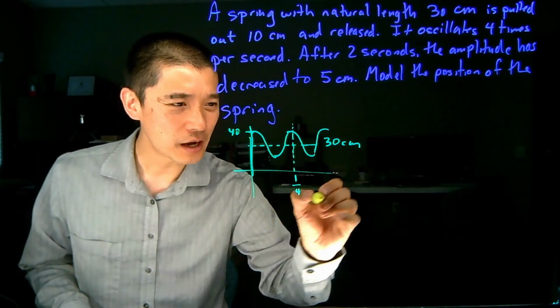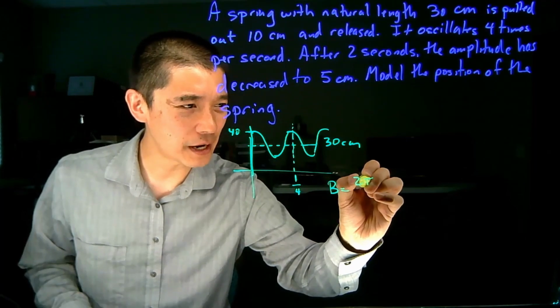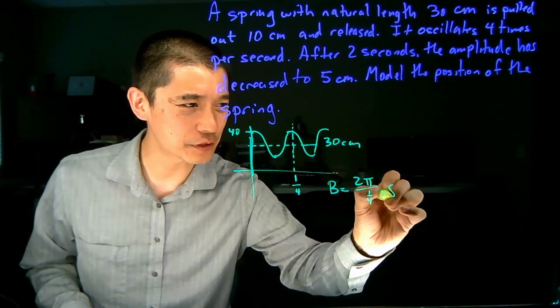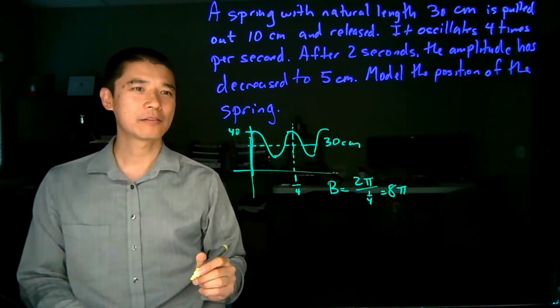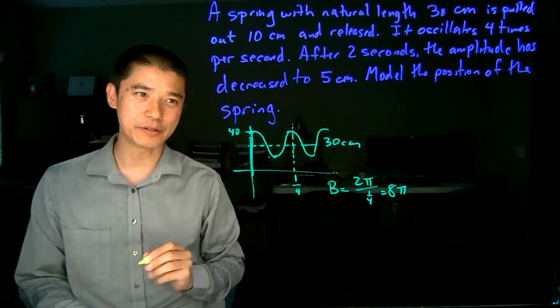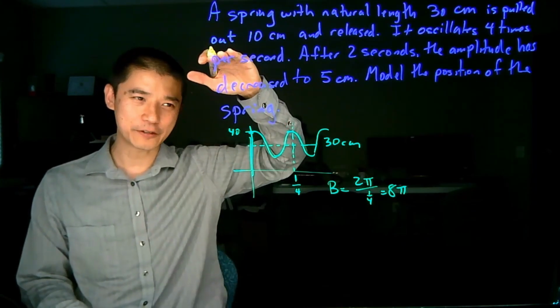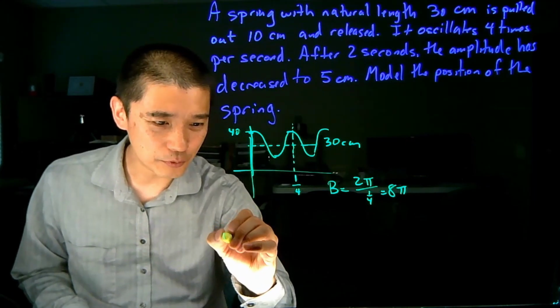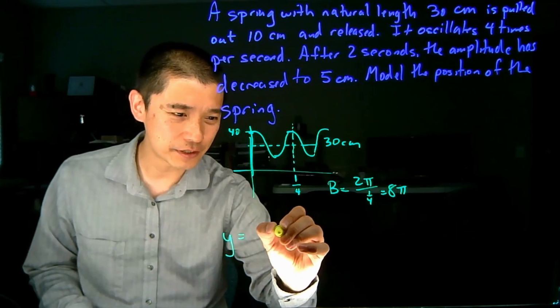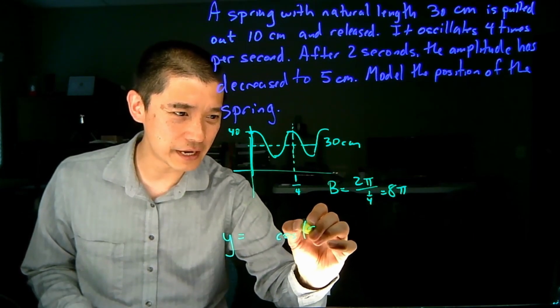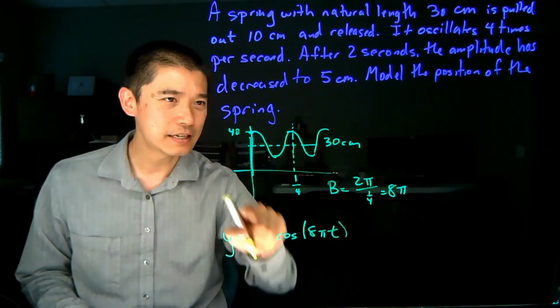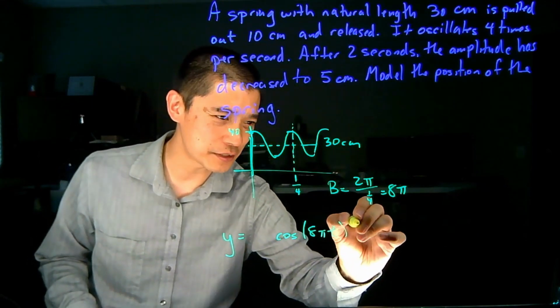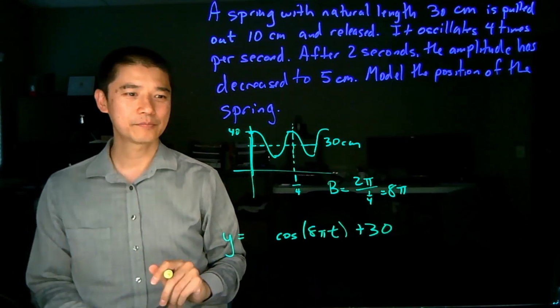So our b value, which is 2 pi over the period, is 2 pi over 1/4, which is going to be 8 pi. Right? And again, we can also see here that's going to be a positive cosine function, because it's starting at the top, going down and going up again. So y equals something something cosine of 8 pi t, and then our midline is also constant, so we can put that in, plus 30.